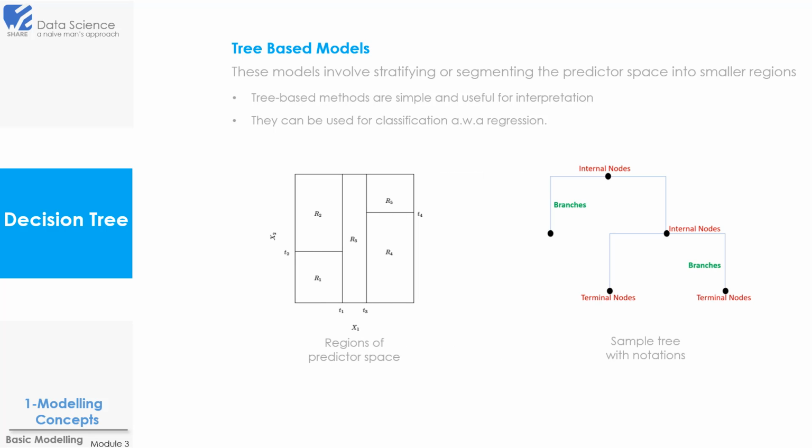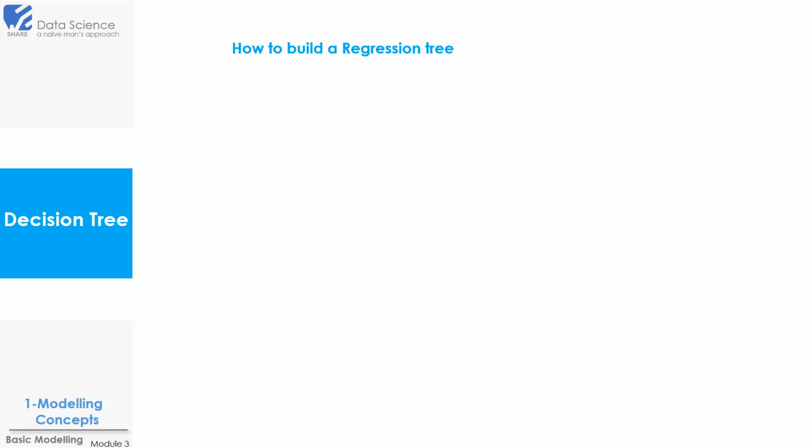Here we have shown a sample tree with notations. Vertical lines here are called branches. Dots are nodes, which could be internal nodes or terminal nodes. Now let's see what the steps involved in building a tree are. We will first see the regression tree.